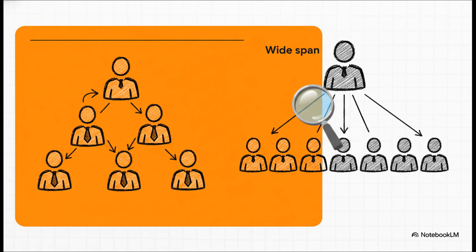Next up, we've got the span of control. This one's simple. It's just how many people a manager is directly in charge of. So a wide span means a manager has a lot of people reporting to them, pretty common in modern companies. A narrow span means they only oversee a few, which you'll see in more traditional layered businesses.